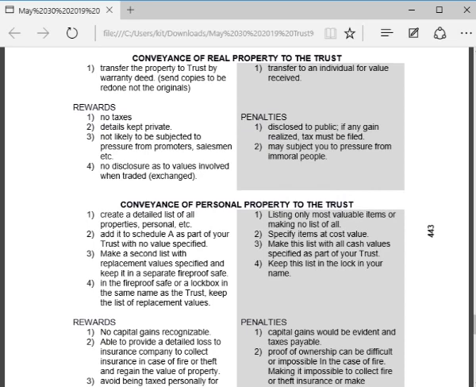Wrong way: 1. Listing only the most valuable items or making no list at all. 2. Specifying items at cost value. 3. Making this list with all your cash values specified as part of your trust. 4. Keeping this list in the lockbox in your name.